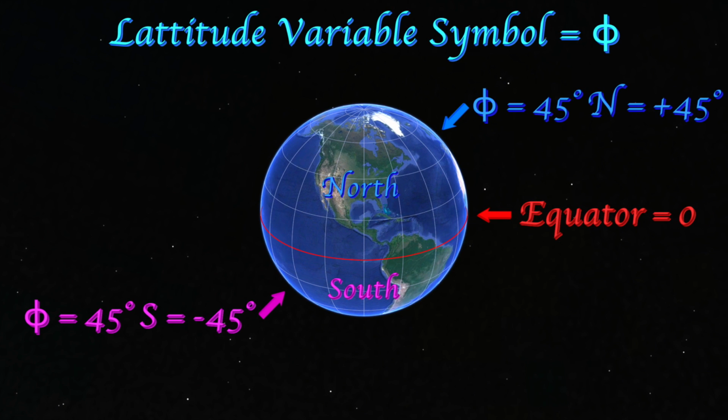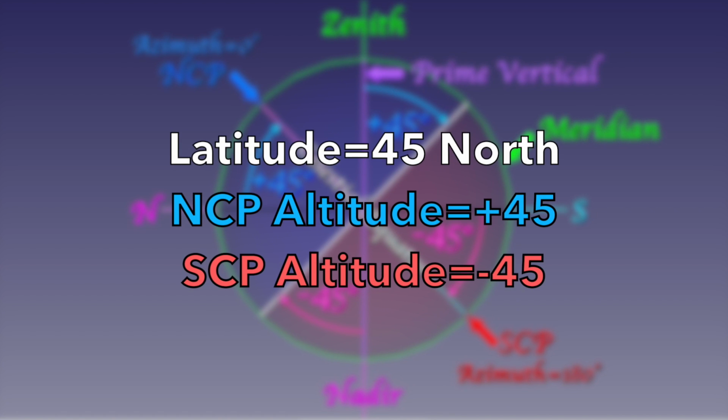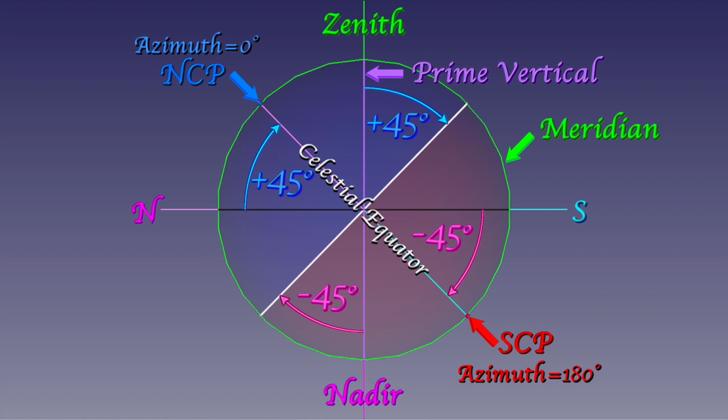Basically, for a given latitude, the entire equatorial system rotates based on the latitude's angular separation from the terrestrial equator, meaning that the poles have an altitude either equal to or opposite of the given latitude. A northern latitude causes the apparent position of the NCP to move upwards in altitude relative to the local horizon at an angle equal to the latitude's angular separation from the equator, while the SCP moves below the horizon at an equal but opposite angle.